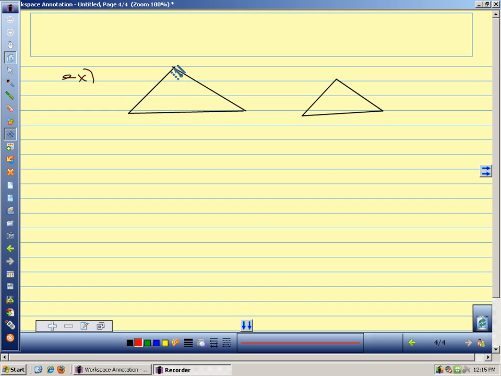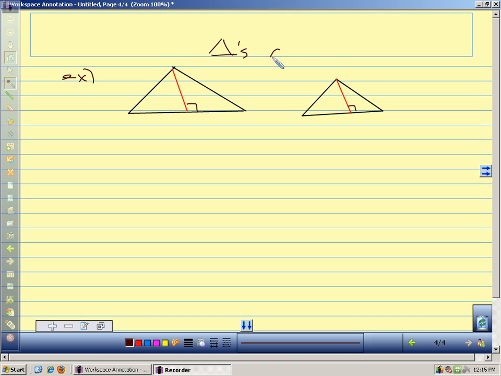And we'll draw in the altitudes here. And we know that the triangles are similar. And this is 9, and this is 6. This is 5.25. This is 6 and 4, and this is x. And we want to find x.